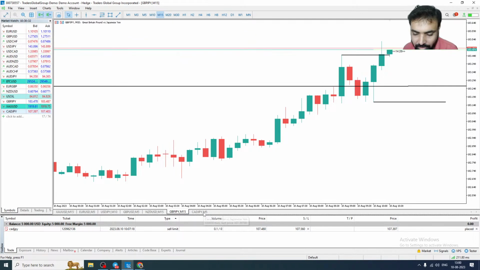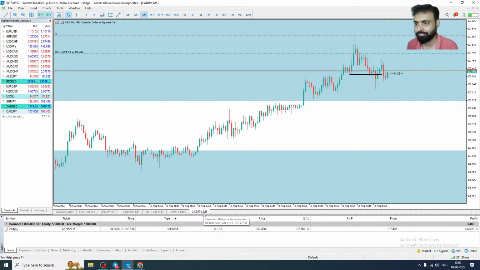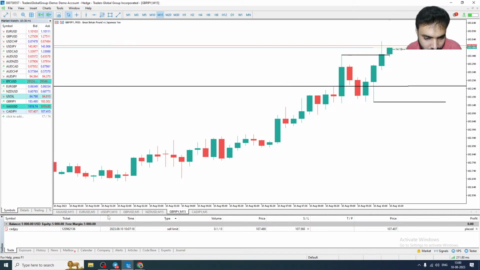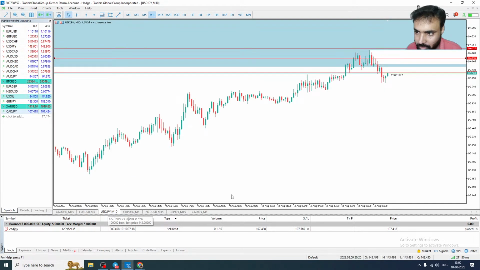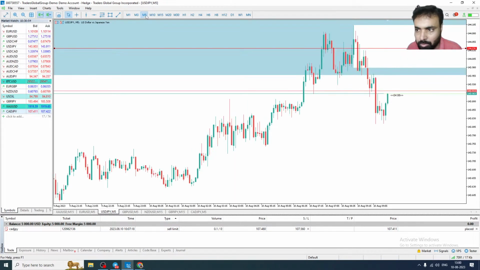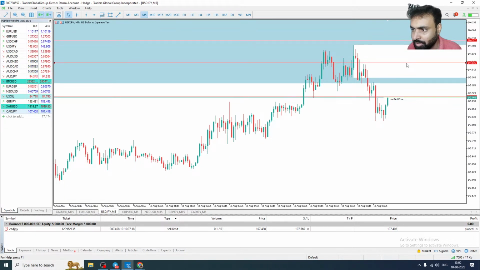GBP JPY keeps on not giving me the confidence because it's going above. USD JPY is coming up, right? USD JPY has broken the structure. Yes, it has gone above. This structure is not broken, but this structure is broken. Let us go to 5 minutes. Yes, the 5-minute structures are broken. So it's time to take a sell entry from here, and we can put the stop loss here.